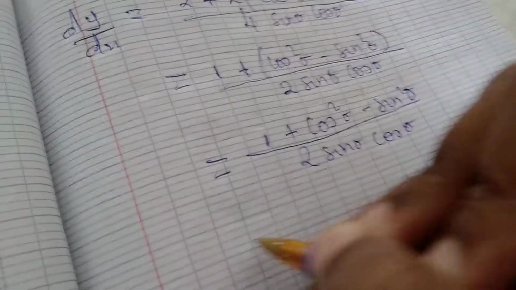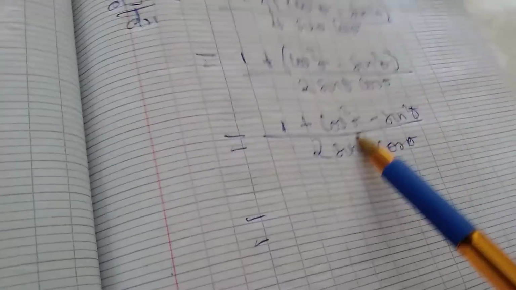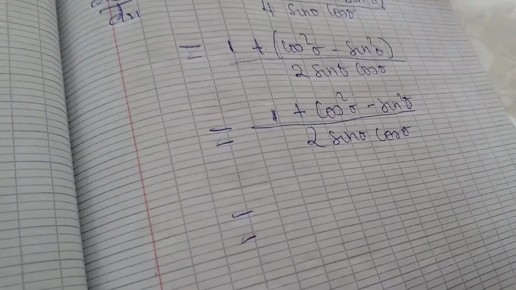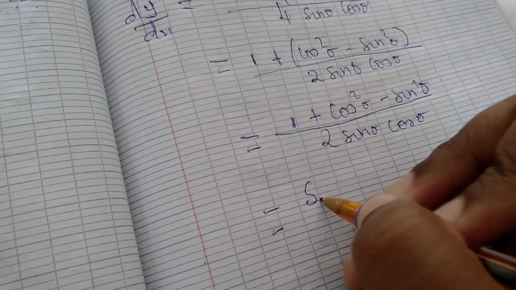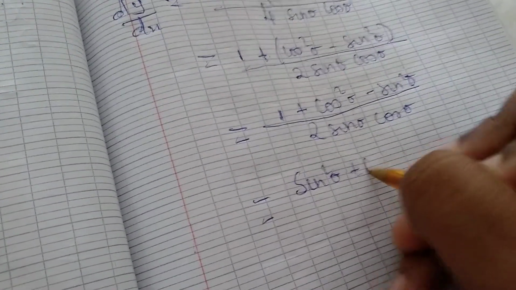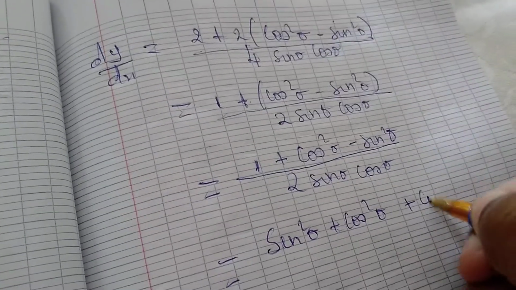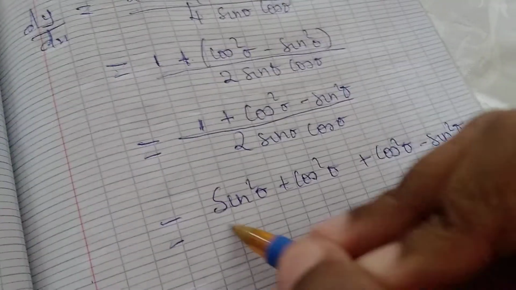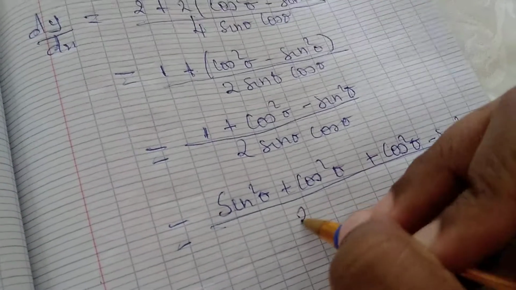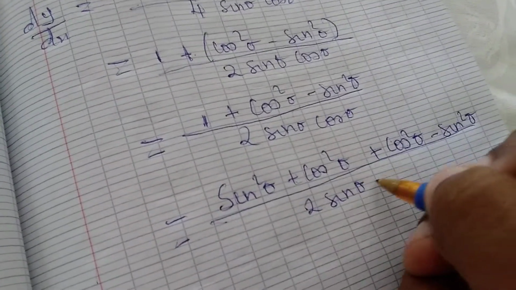Now I think this will be my longest video because I'm at 6 minutes 16 already. Anyhow, we are almost through. So here I'm looking for cot, and we know already that cot is cos over sine. So 1, I can change it to sine squared theta plus cos squared theta. You can look at my previous video: sine squared theta plus cos squared theta is 1. So I have sine squared theta plus cos squared theta, plus cos squared theta minus sine squared theta, all over 2 sine theta cos theta.